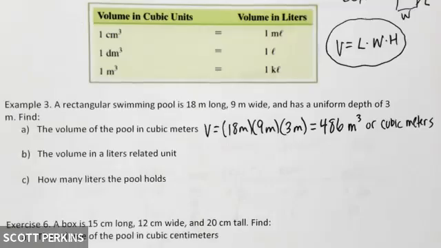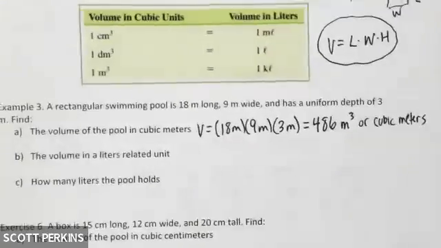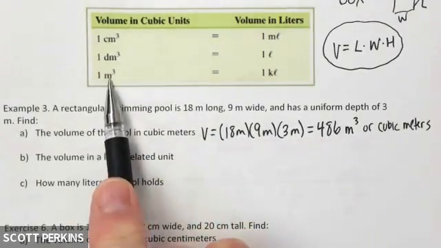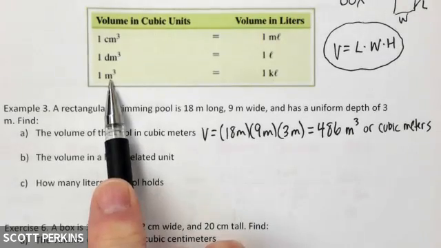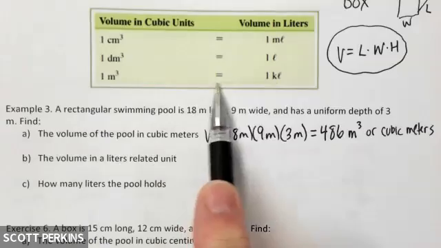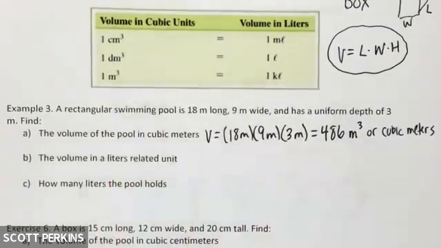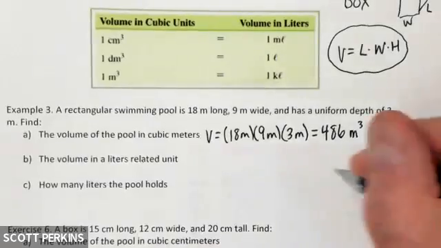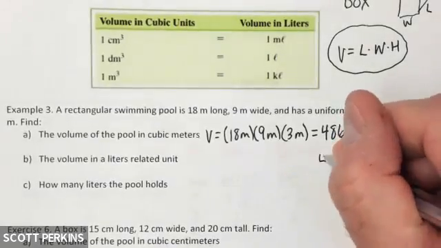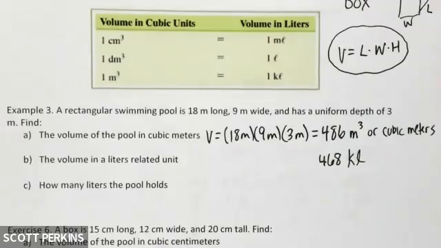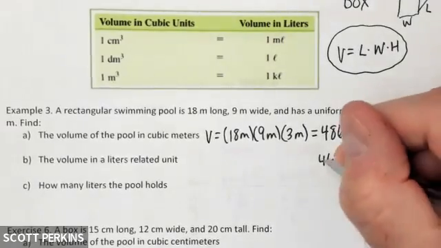Okay, so according to my chart, if I have cubic meters, what is that the same thing as having? Here's my cubic meters right here. When I look across, what's cubic meters the same thing as? Yep, a kiloliter. Perfect. So meters cubed and kiloliters are the same thing. So instead of 486 meters cubed, I can just say this is 486 kiloliters.